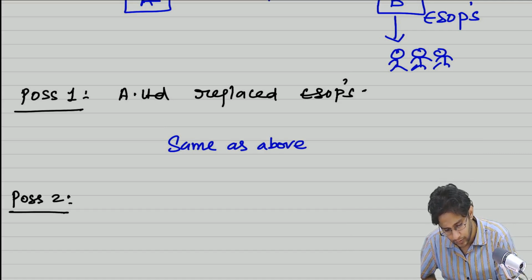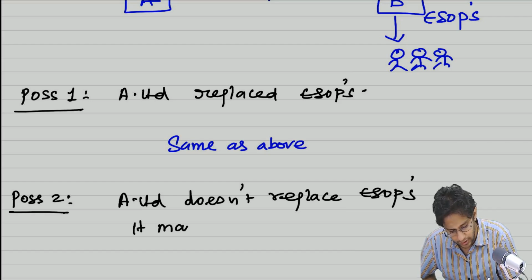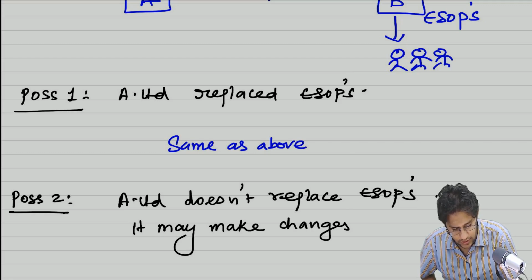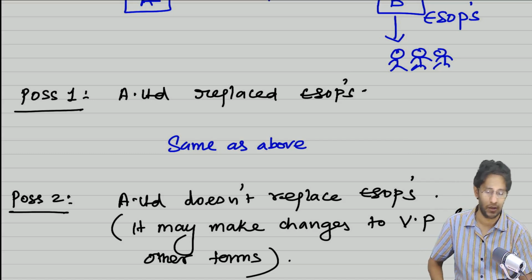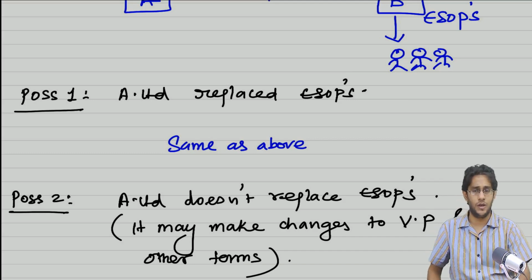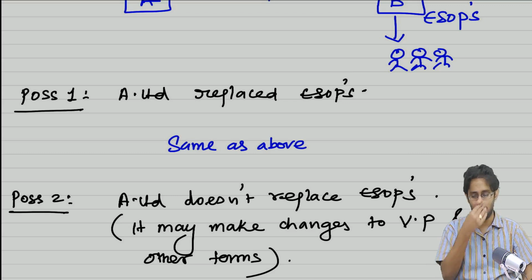Possibility 2. A Limited does not replace the ESOPs. It may make changes to vesting period and other terms. It is possible, but A Limited says, remaining vesting period is how much? Employee says 3 years, sir. No, remaining vesting period is only 2 years. A Limited is the boss now.